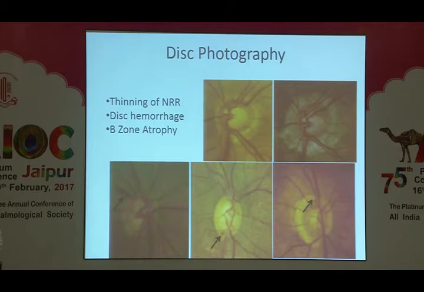In case the rim is left, we can see the thinning of the rim. But what is important here is we are seeing these hemorrhages. These hemorrhages are a very indirect evidence that the retina, the disc, is getting ischemic and is getting worse.